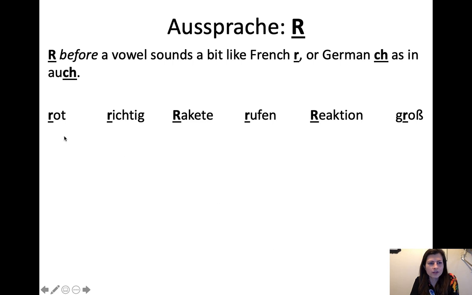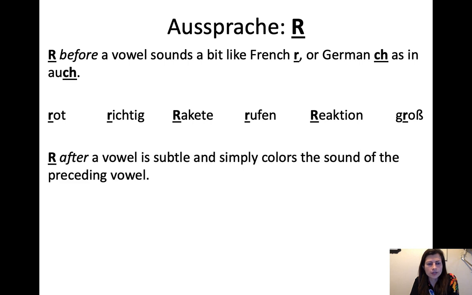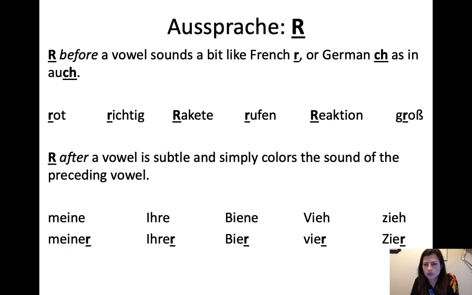So we have rot. Richtig. Rakete. Rufen. Reaktion. Groß. So those are before the vowel. And then after a vowel, it's subtle, and it simply colors the vowel that it comes after. So it almost sounds like it's been swallowed, but it's still there.